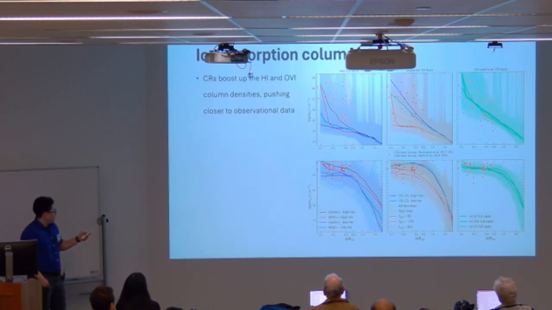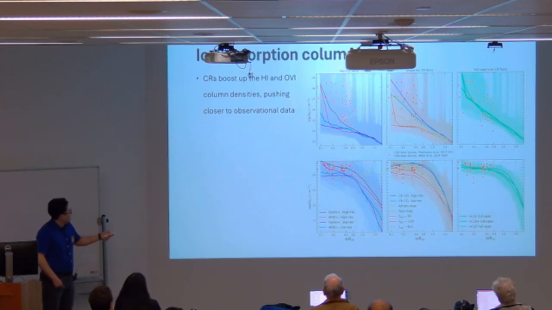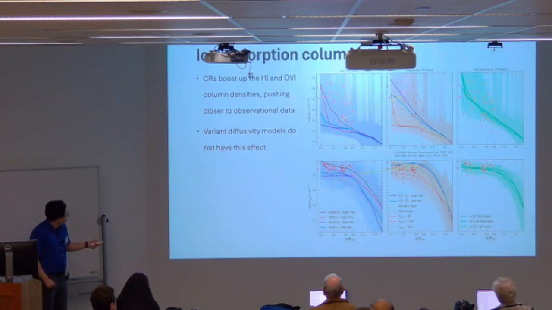So looking from the left panels to the middle panels, we saw that the cosmic rays boost both the hydrogen-1 and oxygen-6 column densities by a few orders of magnitude, making them closer to the observational data. This feature is missing again in the variable diffusivity models. So the other lines in the middle panels are lower than the blue line. That means the ion densities are dragged back again.